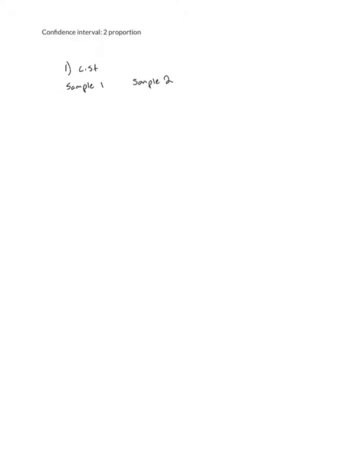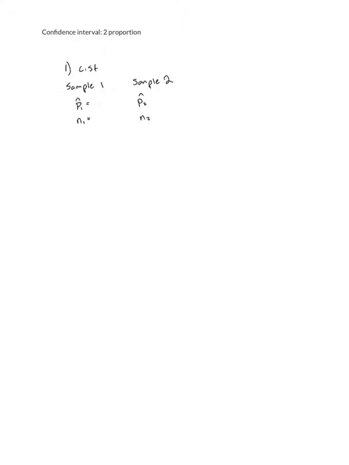When I list sample 1, because I'm dealing with proportions, I need to list p hat and I need to list n. Now, here's the difference. Because I have two samples, I'm not just going to call it p hat, I'm going to call it p1 hat and n1. I'll do the same thing for sample 2, p2 hat and n2.